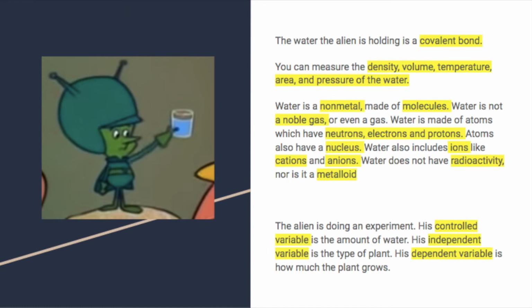The alien is doing an experiment. His control variable is the amount of water. His independent variable is the type of plant. His dependent variable is how much the plant grows.